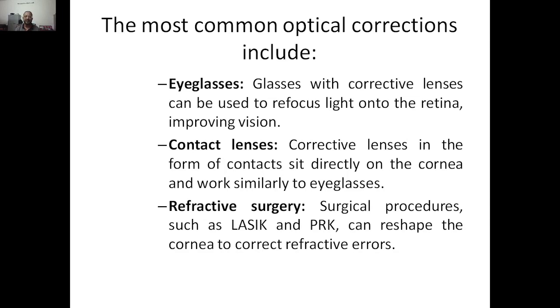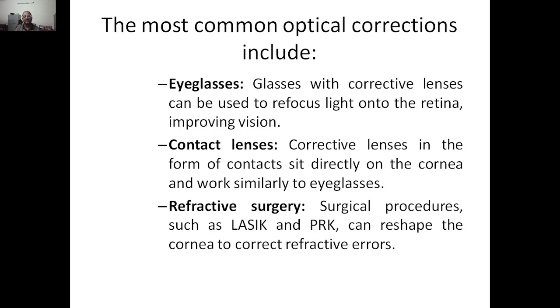Next, contact lenses. These are corrective lenses in the form of contacts that sit directly on the cornea and work similarly to eyeglasses. Contact lenses are nothing but eyeglasses only, but you keep the contact lens inside the eye, just above your cornea.